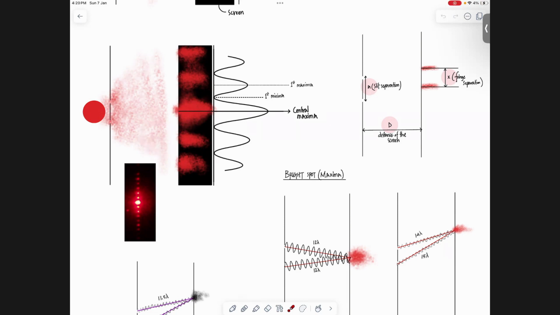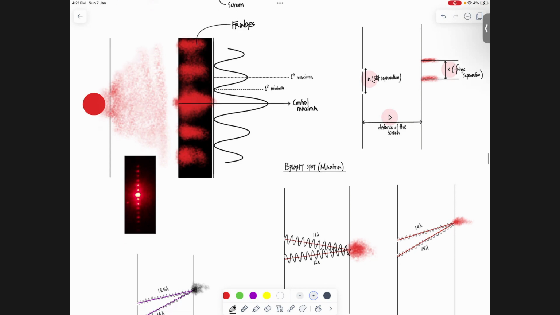These dark and bright spots that you see here are referred to as fringes. So what was happening on the screen was the formation of fringes. These are called fringes. So dark and bright fringes are forming here, right? The question was then, why is the dark and bright fringe pattern forming here?